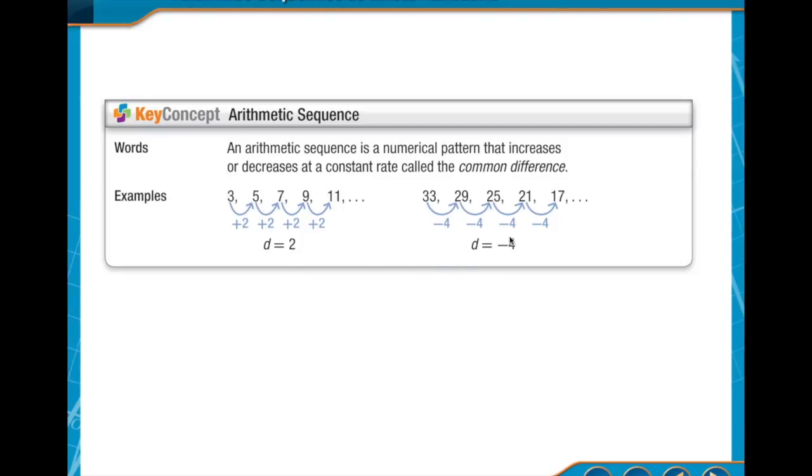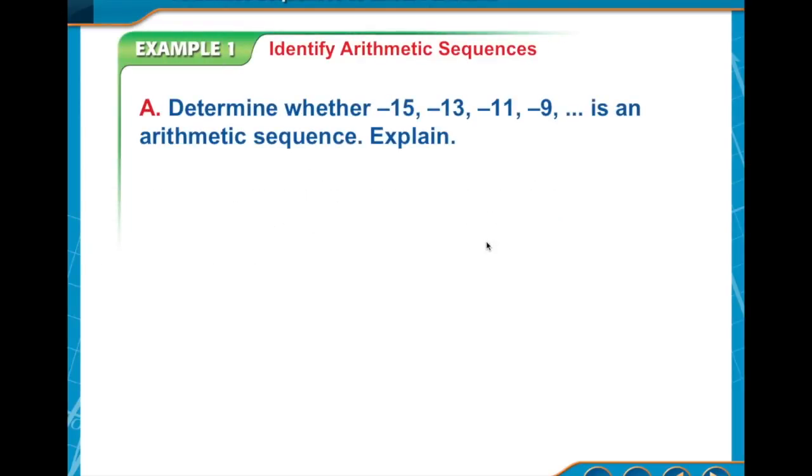It can be positive. It can also be negative, though. So 33, take away 4, 29, take away 4 again. So your difference then would be a negative since it's going down. So it can be both positive or negative.